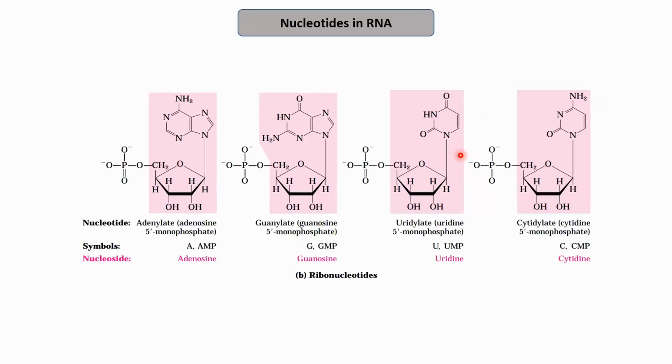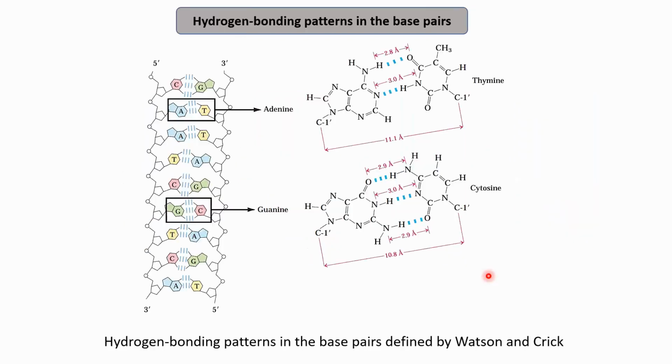So these are the ribonucleotides that are present in the RNA. These are as follows: adenylate, guanylate, uridylate, and cytidylate. RNA, in most cases, is a single-stranded molecule, and therefore, as compared to DNA, it is comparatively more prone to mutations.